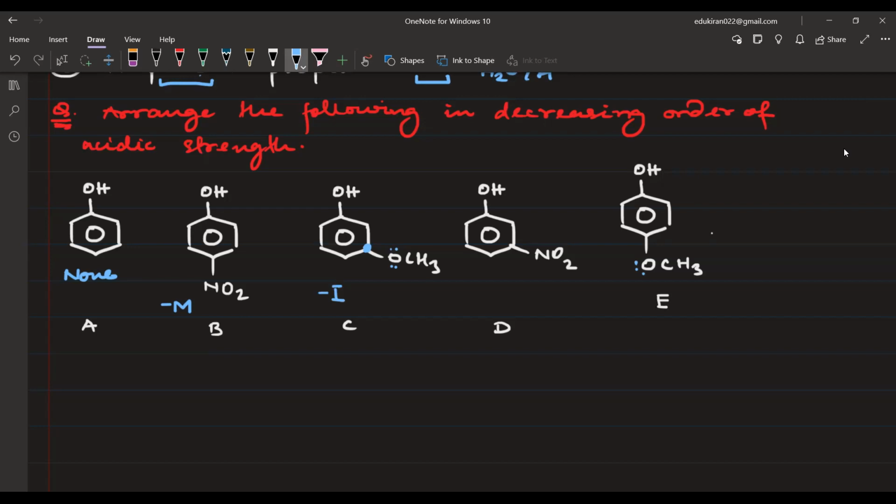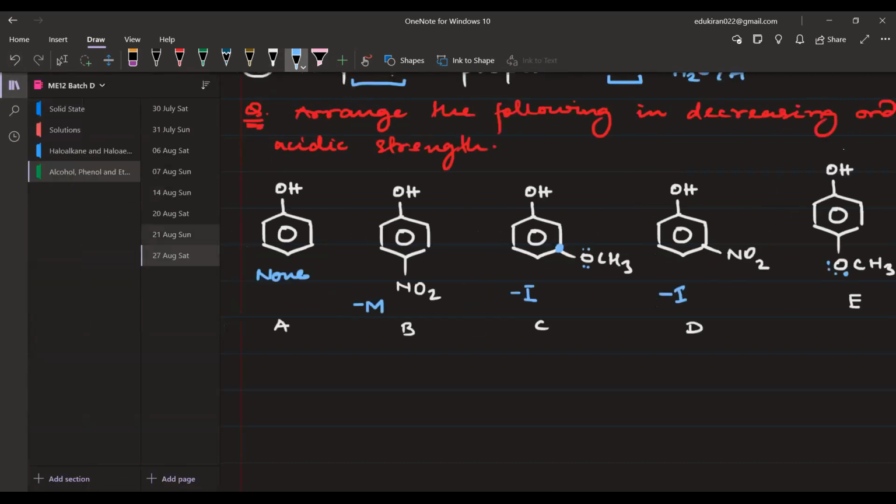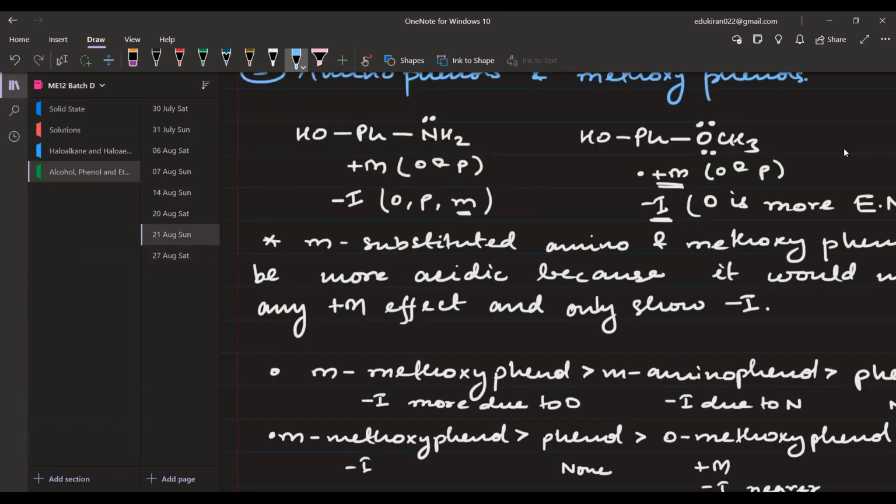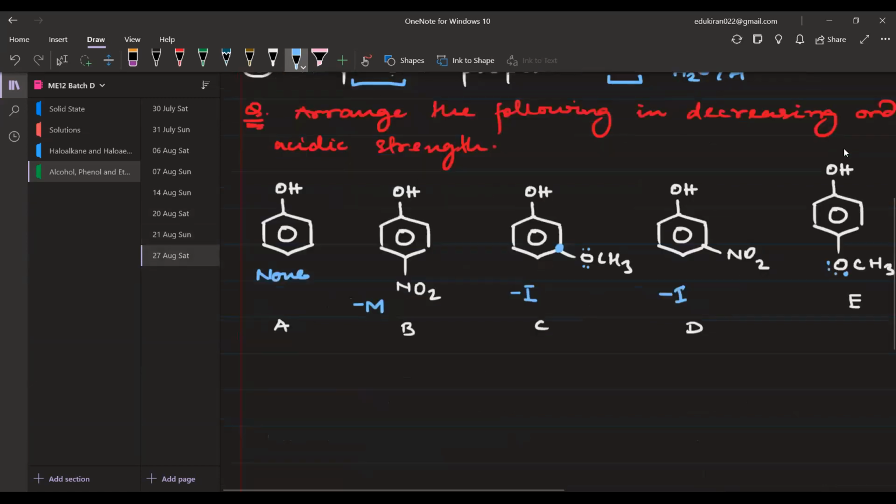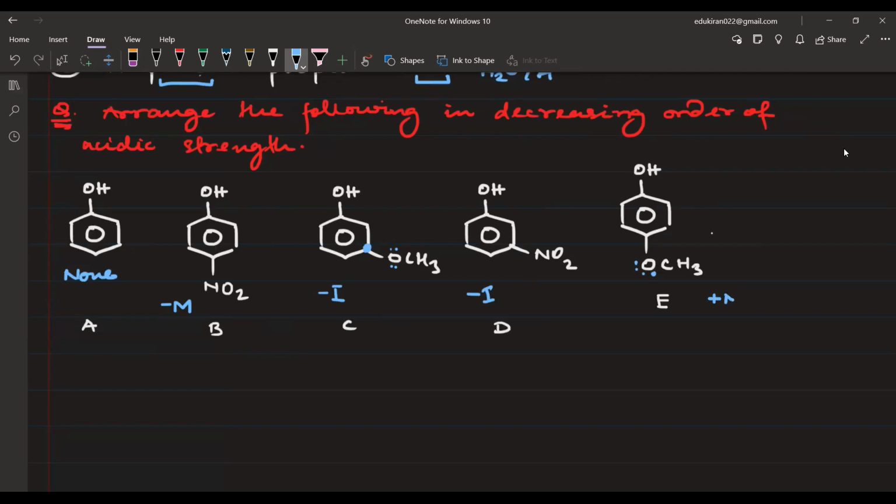What about this nitro group? Minus M or minus I? Minus I. Very good. What about this OCH3 group? Tell me. It's a plus I. Plus what? Plus I कैसे होगा? OCH3 कभी भी plus I नहीं होगा. आप कहाँ देख रही हैं? Yes, sir. It is plus M on ortho or para, right? It will be plus M.